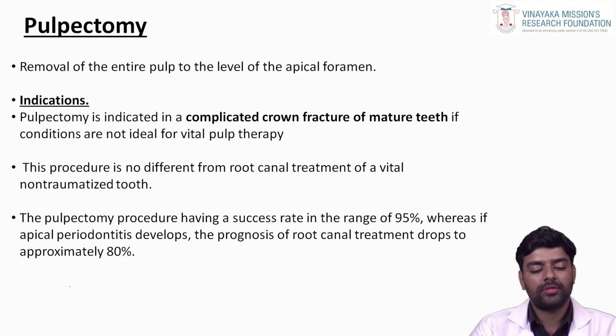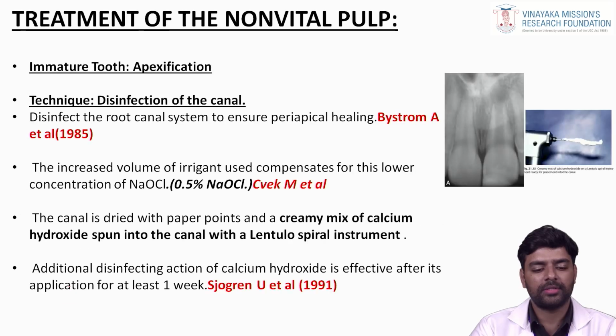Coming to pulpectomy, it means removal of the entire pulp to the level of the apical foramen. Its indication is mostly complicated crown fracture of mature teeth. If conditions are not ideal for vital pulp therapy, then this procedure is no different from root canal treatment of vital non-traumatized teeth. Pulpectomy procedures have a success rate of 95%. If apical periodontitis develops, the prognosis of root canal treatment drops to approximately 80%.